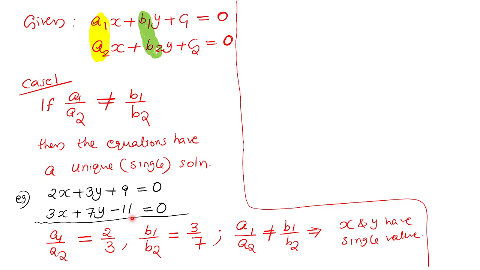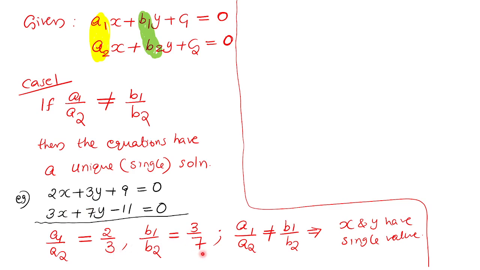If the question is like that, you need not solve it. You need not use any substitution method or anything. The question is nature of solution: how many values for x, how many values for y, that's all. So in this case, you have to check the first ratio as well as the second ratio. The first ratio is 2 by 3, I mean a1 by a2. Let me say this as the first ratio, this as the second ratio. So the first ratio is 2 by 3, the second ratio is 3 by 7.